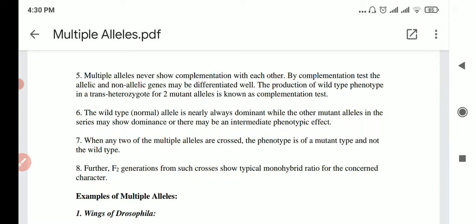Multiple alleles, they will complement each other, and the wild type allele is always the dominant one, okay? So what we find in nature, the wild type is the dominant one, and the other mutated alleles are less dominant. They could be dominant, or they could be recessive, or they could be co-dominant. But the wild type, the normal type, the one we find in nature, the one that was groomed by nature, is your dominant one, okay?